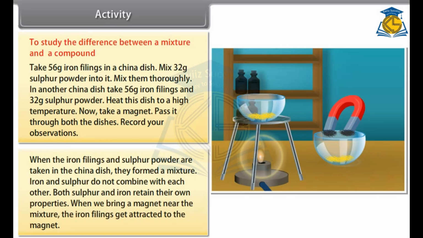Iron and sulfur do not combine with each other. Both sulfur and iron retain their own properties. When we bring a magnet near the mixture, the iron filings get attracted to the magnet.